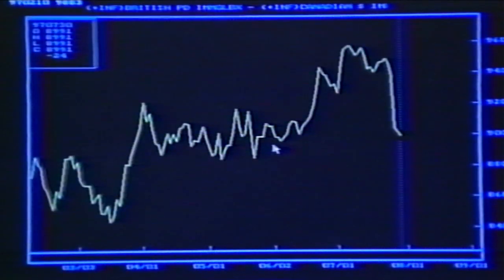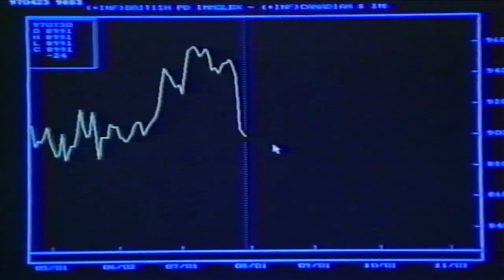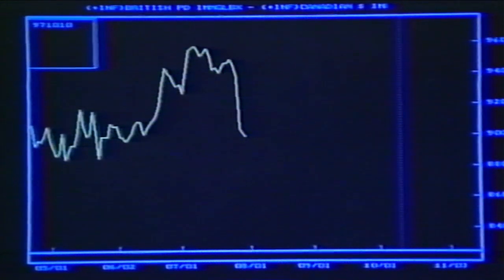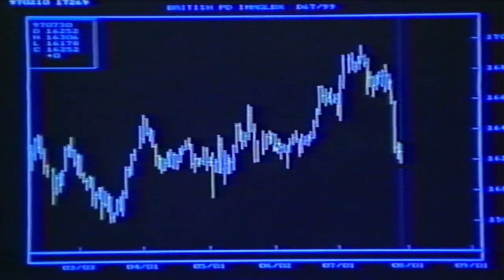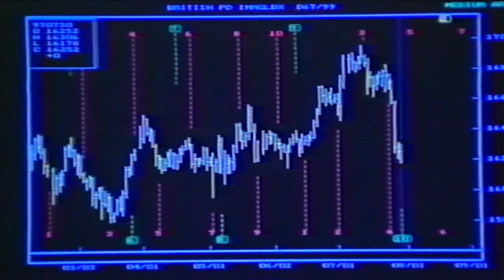And there's our spread chart. We can manipulate this chart just like we do any other chart. We take it off simply by hitting one key. We'll put our information back on, and we're back to our original chart.